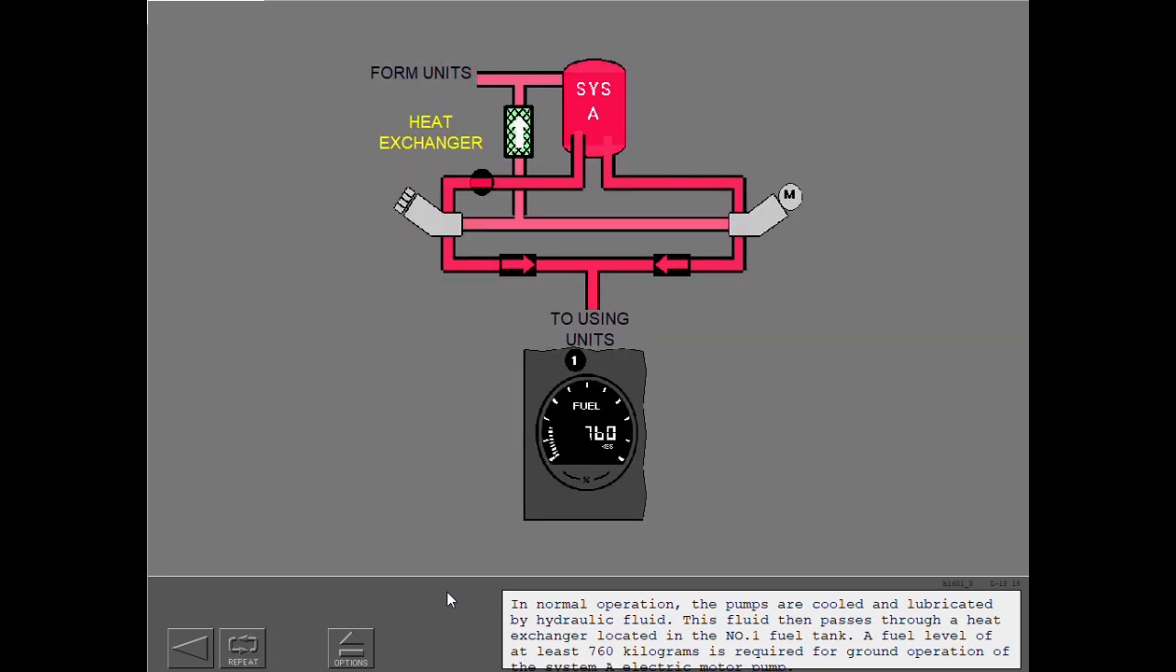In normal operation, the pumps are cooled and lubricated by hydraulic fluid. This fluid then passes through a heat exchanger located in the number 1 fuel tank. A fuel level of at least 760 kilograms is required for ground operation of the System A electric motor pump.